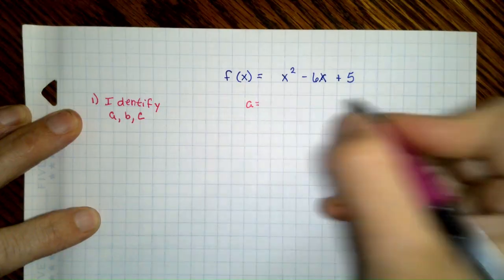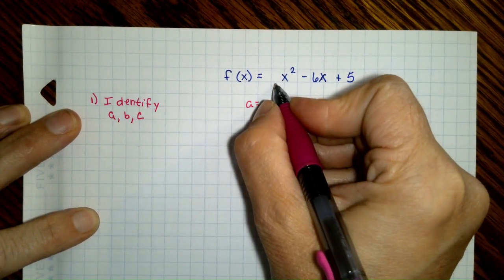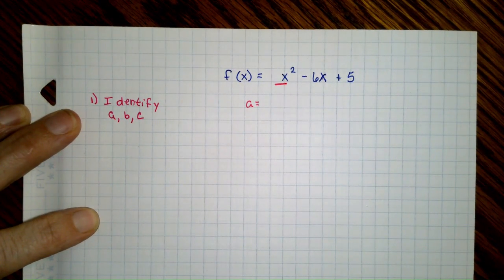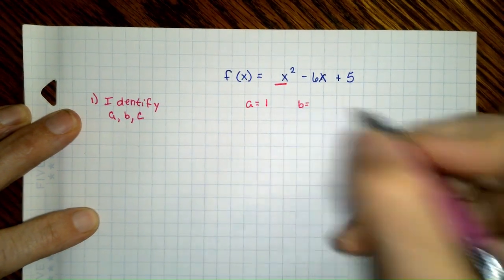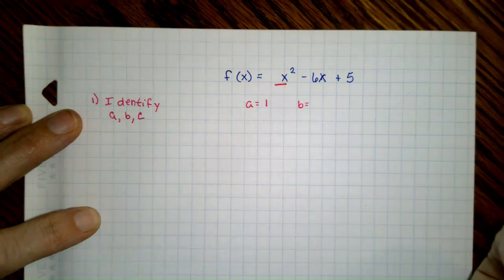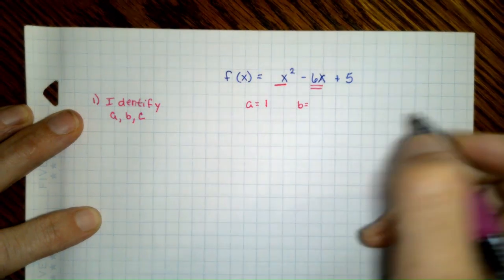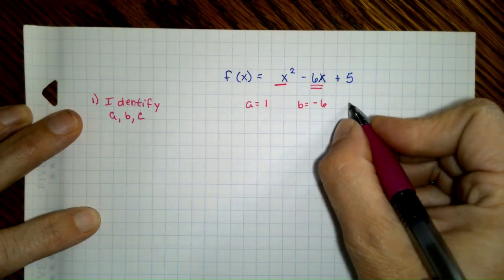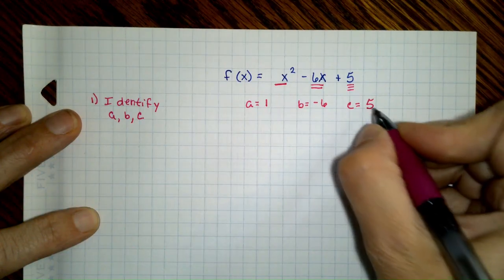So a is the coefficient for our quadratic function. Our quadratic term is that x squared term, and the coefficient of that, meaning the number in front of our x squared, is 1. Our b is whatever's part of our linear term. Linear means your exponent is 1. So our linear term is right here, and our b value therefore is negative 6. And your c is going to be your constant, which is your number by itself, and that is 5.